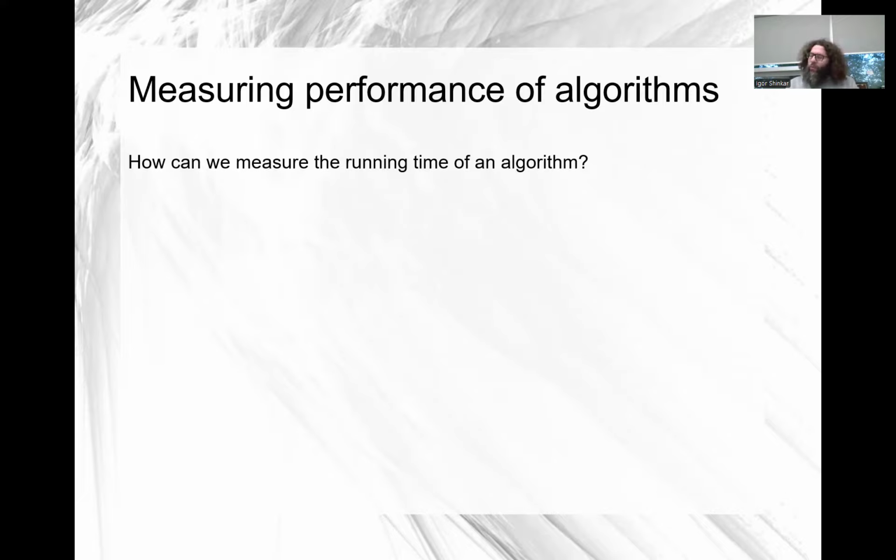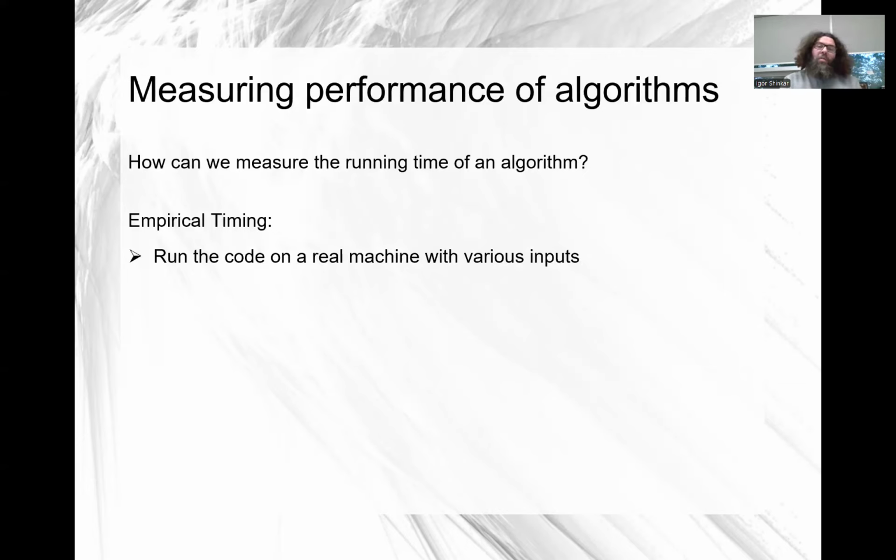And here's a question for you. We wrote this function computing Fibonacci, and one of them was fast, one of them was slow. The question is, how do we measure the running time of algorithms? There are two ways to do it. One is empirical timing. What's empirical? You run the code and you see what it does.